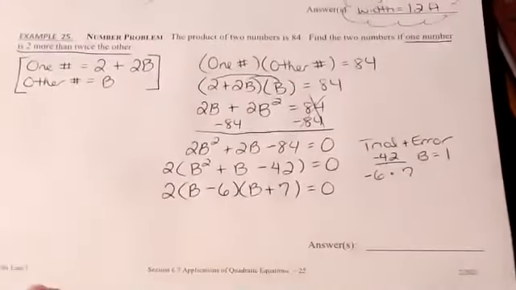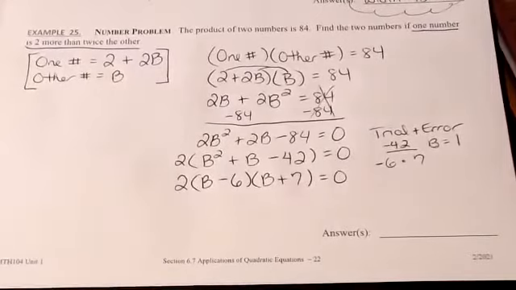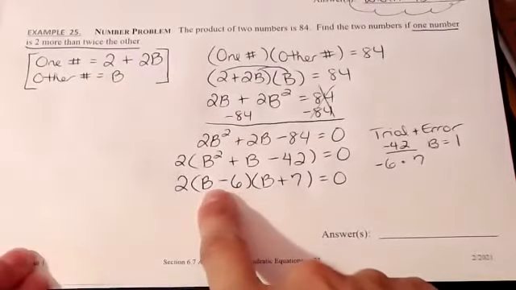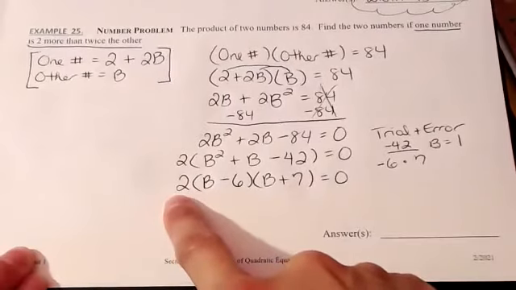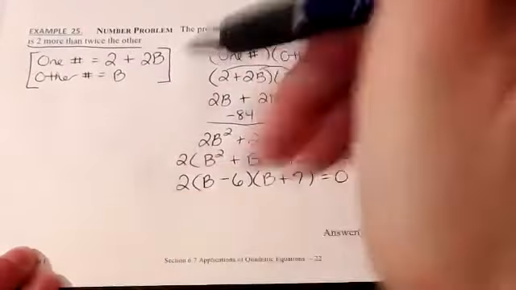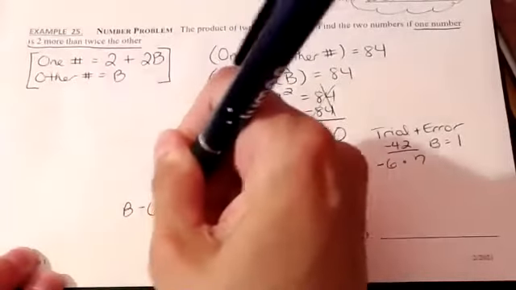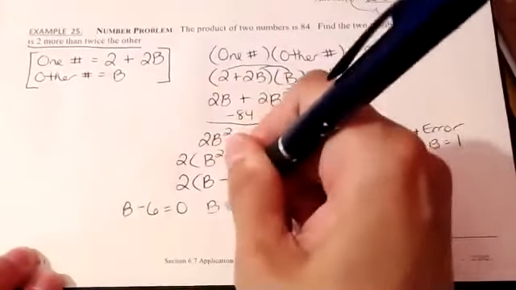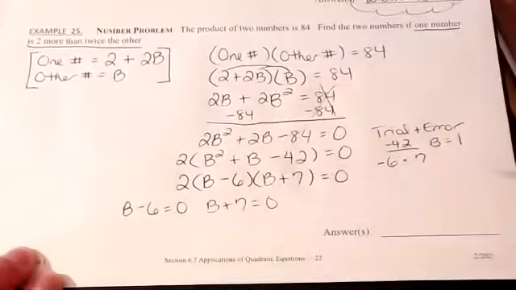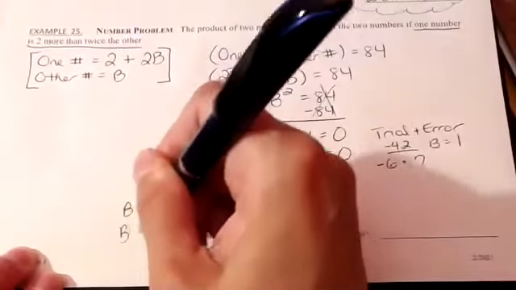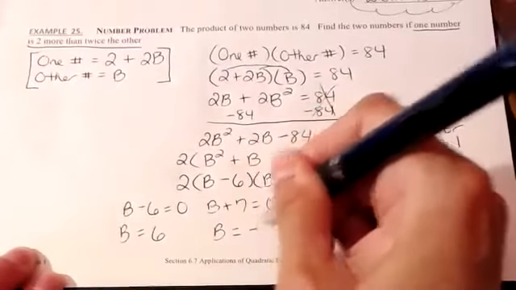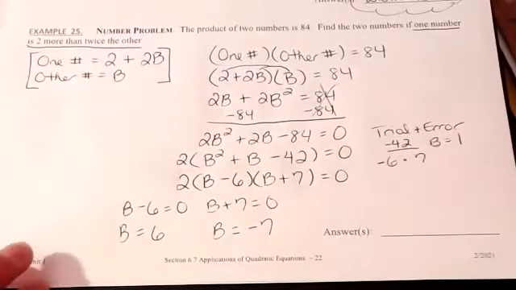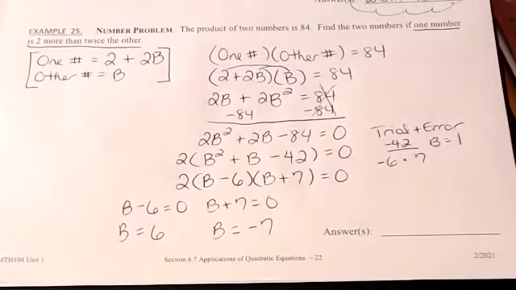So next, we set each factor containing a variable equal to 0. That's going to be this one. We don't set 2 equal to 0 because it doesn't have a variable. So we set b minus 6 equal to 0, we set b plus 7 equal to 0, and then we solve. We find that b is equal to a positive 6, and then we find that b is equal to a negative 7.